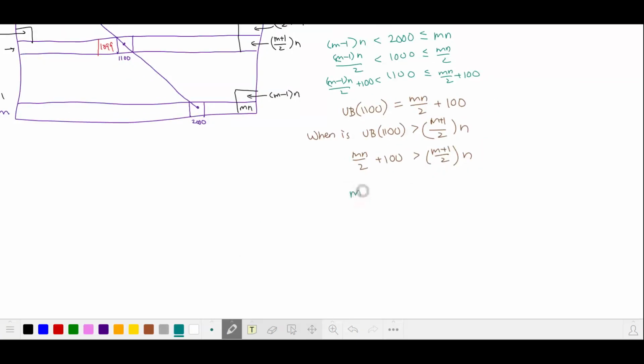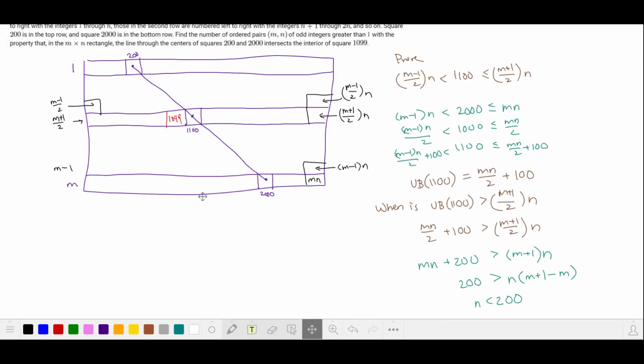Let's multiply by 2 and factor out n. So we have n is less than 200. This is a contradiction. 200 is in our first row. N has to be greater than or equal to 200 in order for that to be true. So we have a contradiction here, which means that 1100 truly is in the middle row, or at least it doesn't spill over into the next row.